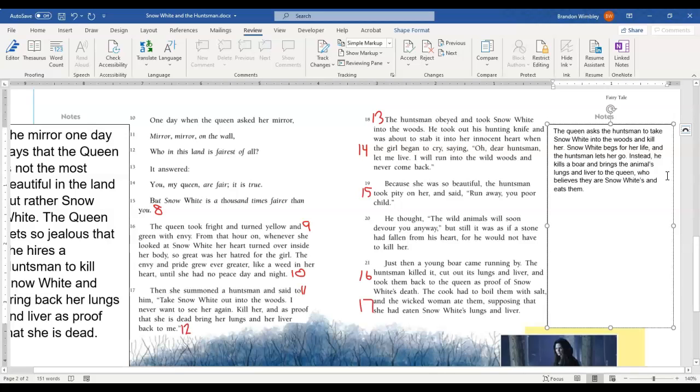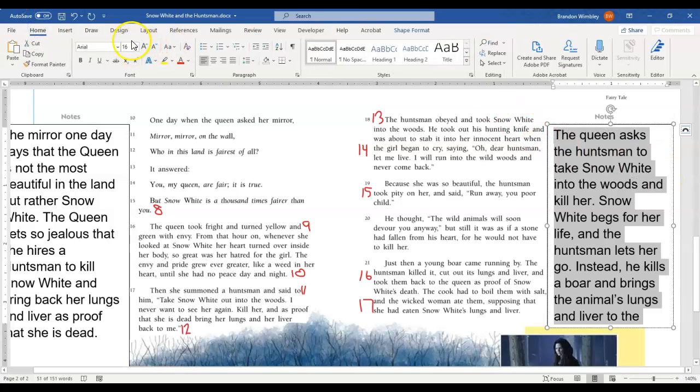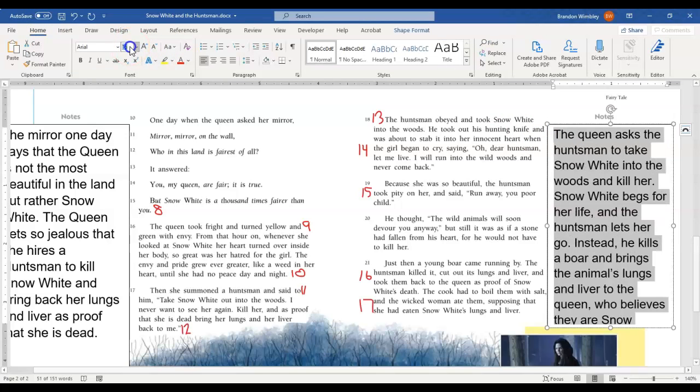So I'm just going to change that to 16, and it doesn't quite fit, so I'm going to change it to 14.